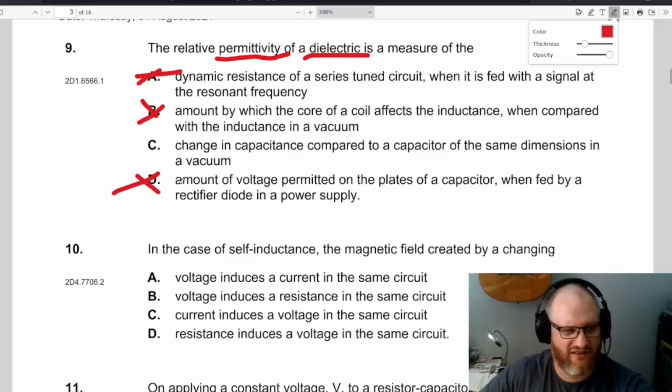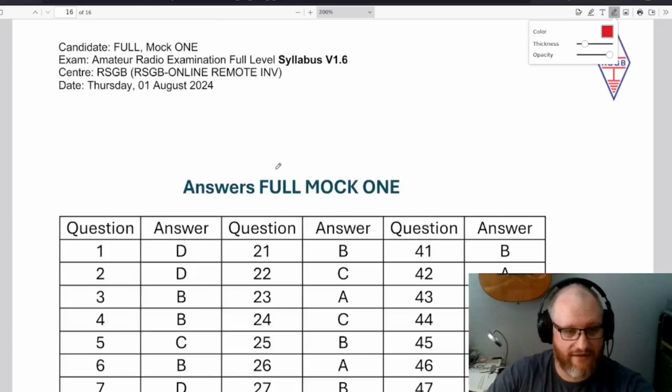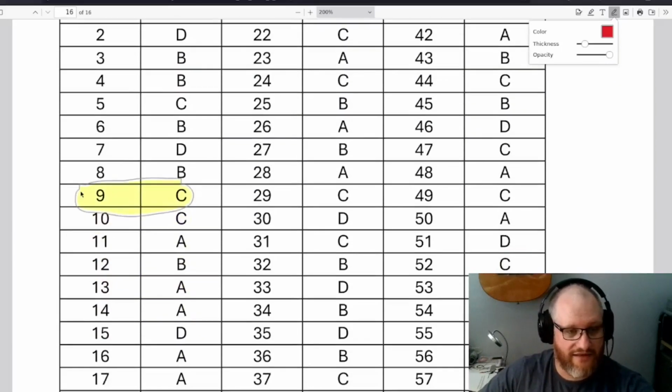So we know now that it's nothing to do with the voltage permitted on the plates of a capacitor. That is in fact like the peak inverse voltage maybe with a rectifier diode, but I'm getting sidetracked. It is in fact the change in capacitance compared to a capacitor of the same dimensions in a vacuum. Remember we talked about the permittivity and the relative permittivity. So let's skip down to the answers, and for number 9 we selected C, and there we go. C is the correct answer.